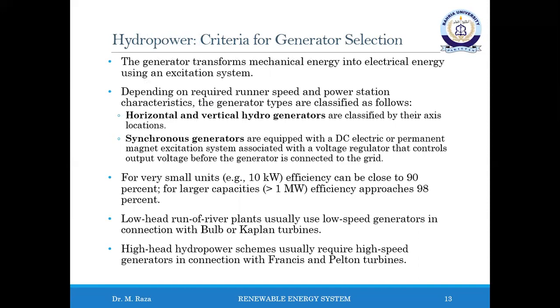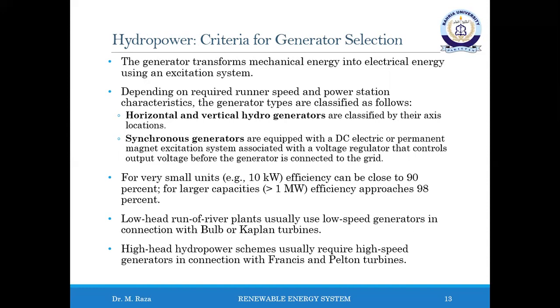The generator transforms mechanical energy into electrical energy using an excitation system. Depending on required runner speed and power station characteristics, the generator types are classified as follows. The horizontal and vertical hydro generators are classified by their axis location. Usually large and medium-sized units adopt a vertical layout. Medium and small capacity units adopt horizontal layouts.